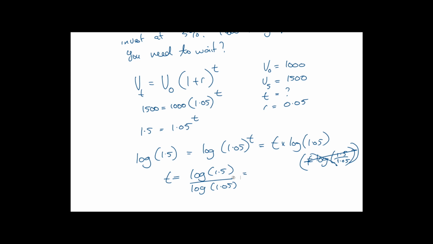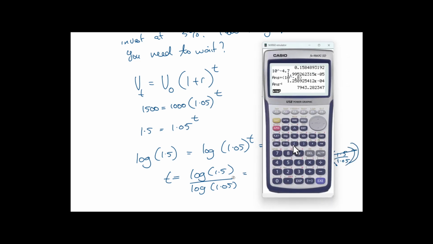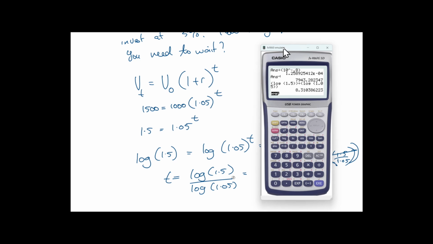We put that in our calculator, we can work that out. So log of 1.5 divided by log of 1.05 is 8.3 years. So sometime during the 9th year, we're going to have $1,500. So that's presuming that the bank doesn't take any bank charges off us, or there's no monkey business. And those are practical uses of logarithms.